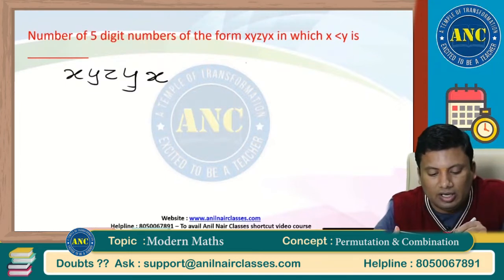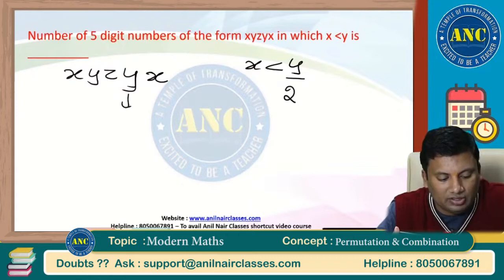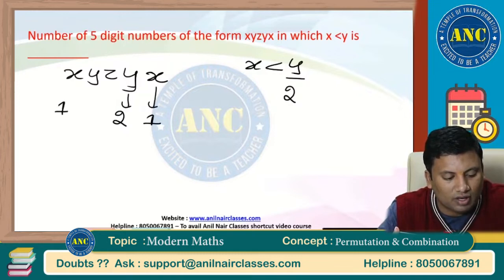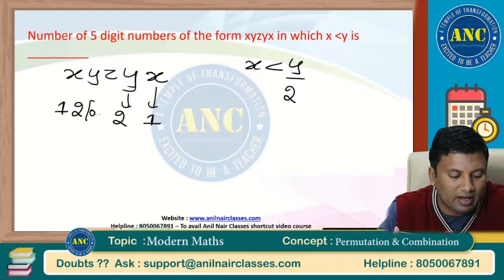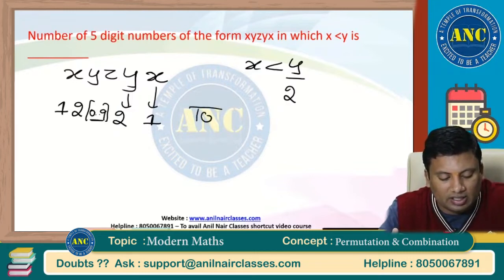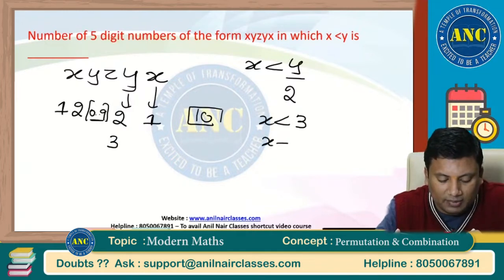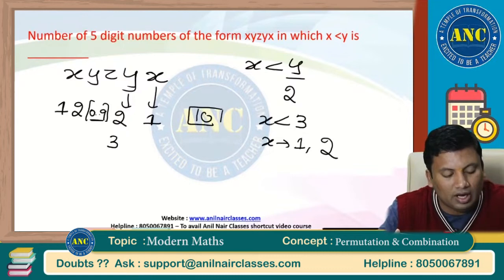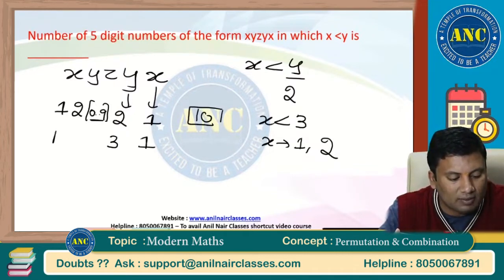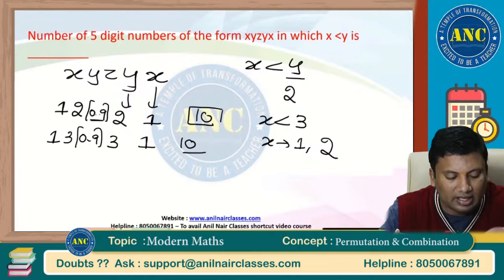The condition is X is less than Y. If Y is 2, X is less than Y, so X will become 1. Here Z can take any value from 0 to 9. 0 to 9 means how many cases did I get? 10 cases. Similarly, if Y is 3, X is less than 3, that means X can take either 1 or 2. If I take 1, this number will become 1, 3. This can become anything from 0 to 9. Again, I will get 10 values. Are you all with me?